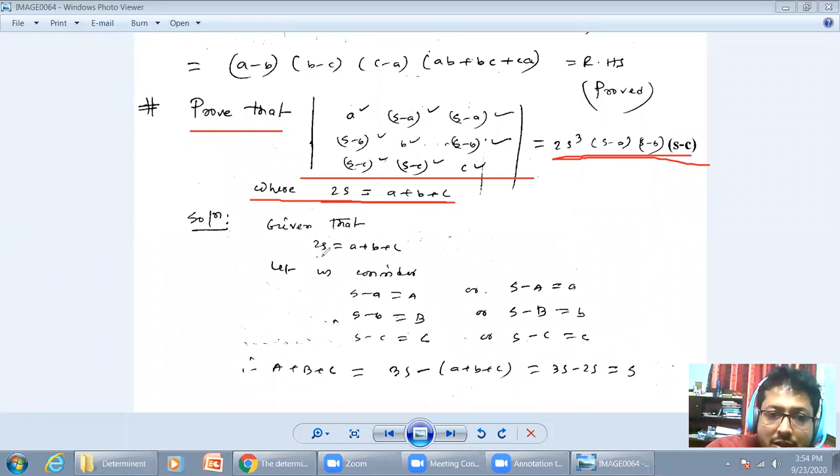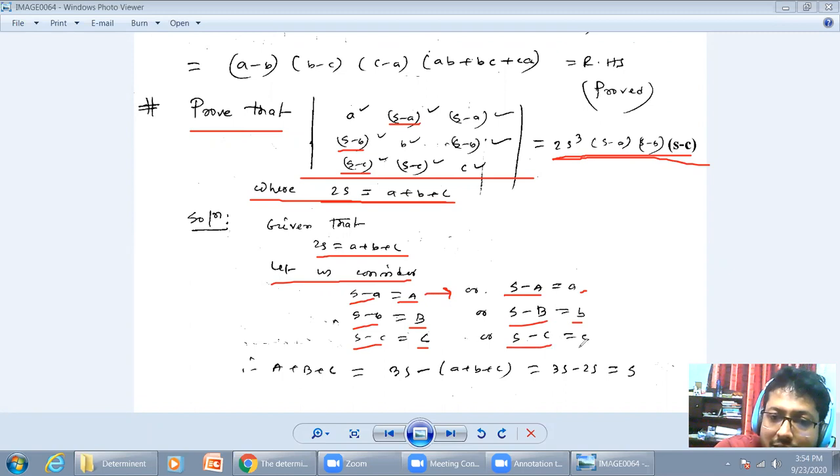Given that twice s equal to a plus b plus c, let us consider s minus a equal to capital A, s minus b equal to capital B, and s minus c equal to capital C. Now s minus a, that means from this s minus a equal to a, s minus b equal to b, and s minus c equal to c.